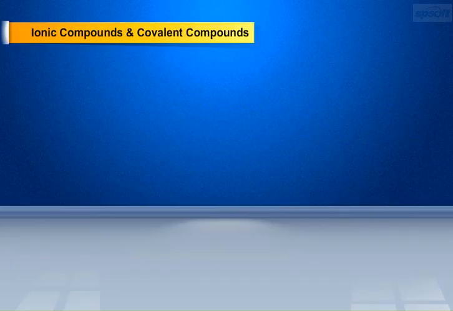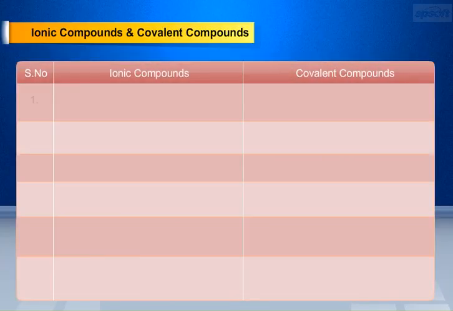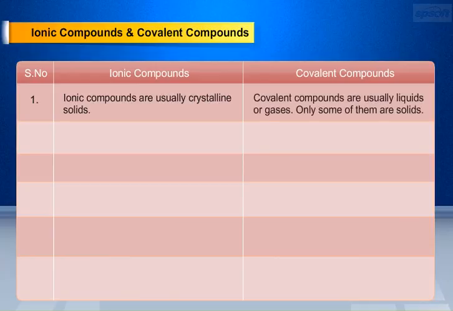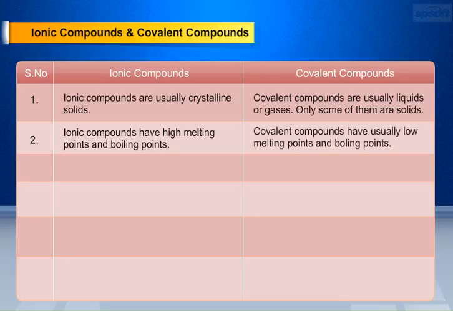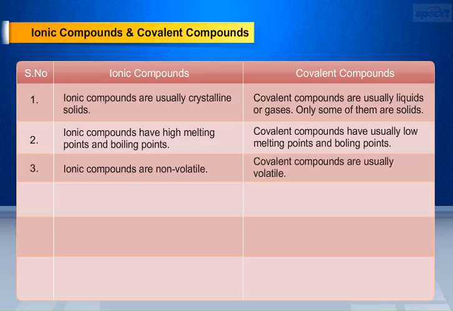Let us list out the differences between ionic compounds and covalent compounds. Ionic compounds are usually crystalline solids, whereas covalent compounds are usually liquids or gases. Only some of them are solids. Ionic compounds have high melting points and boiling points, whereas covalent compounds usually have low melting and low boiling points. Ionic compounds are non-volatile, whereas covalent compounds are usually volatile.